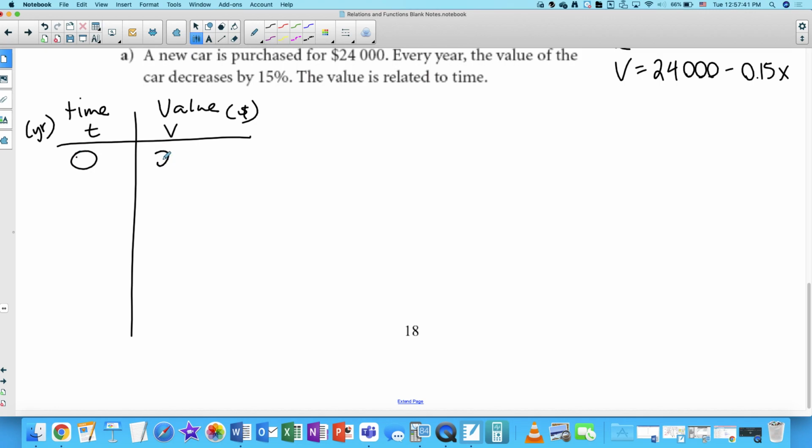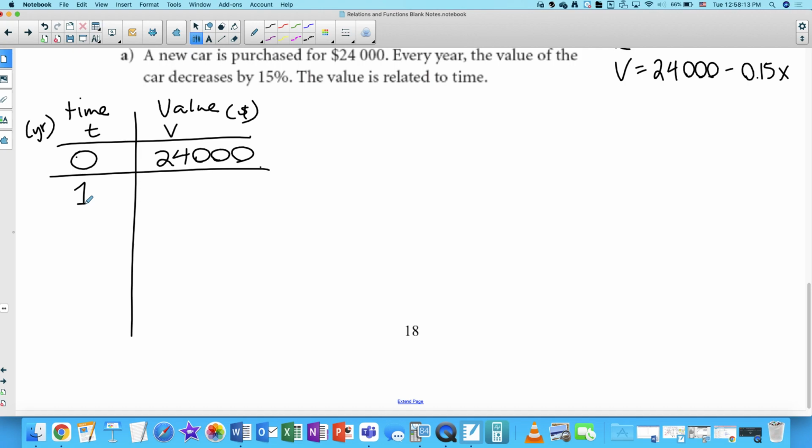Okay. After 1 year, how would we figure out the value of the car? Do we have an equation that we know is true, though? It's losing 15% of its value. Yeah, find 15% of 24,000, and then you have to subtract that out, right?